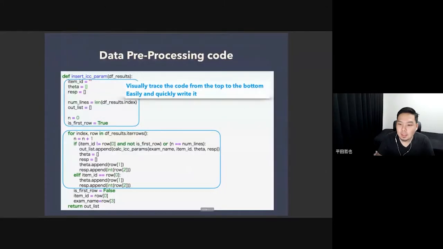So this is an example of pre-processing code written by researchers. This code seems to be a very long function with a lot of loops. This code allows researchers to visually trace the code from the top to the bottom and easily and quickly write it.